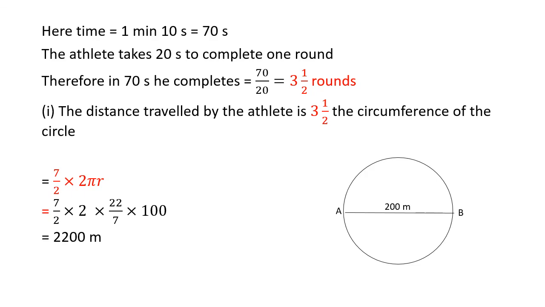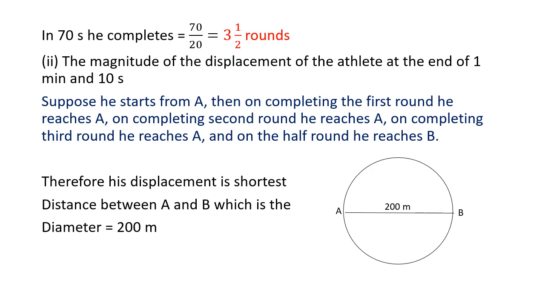Again, if you look at the sum, he completed one round in 20 seconds. But we want to find out the distance he has run in 70 seconds. That is 3.5 rounds. So in 3.5 rounds, he has run 2200 meters. Now we move on to the displacement. Again, in 70 seconds, he completes 3.5 rounds.